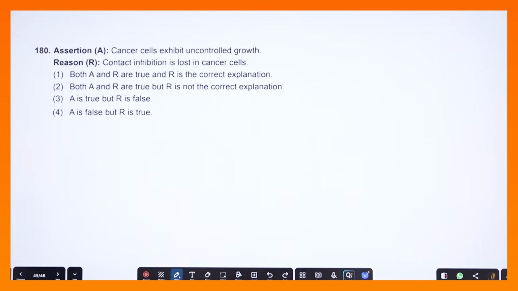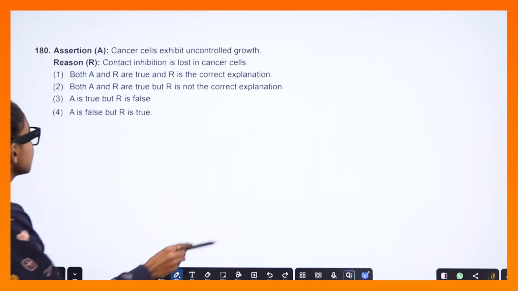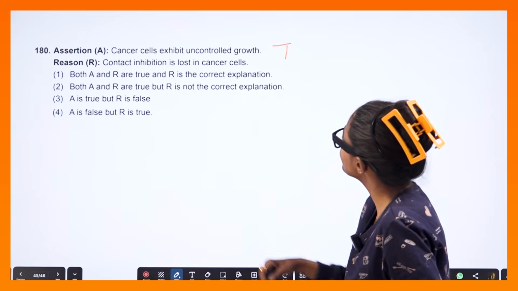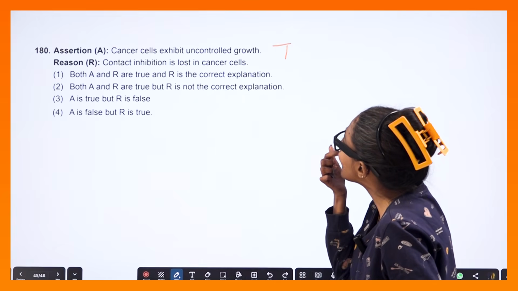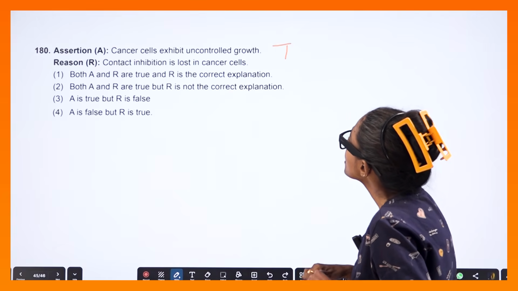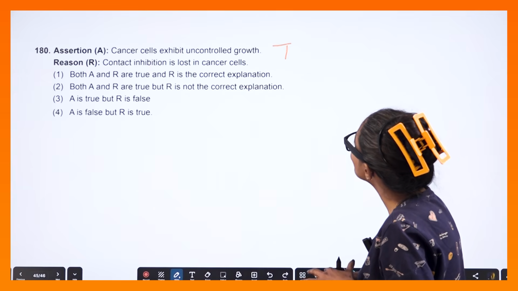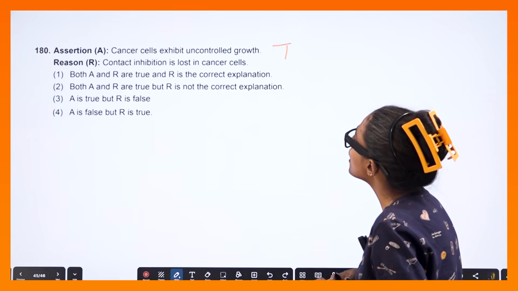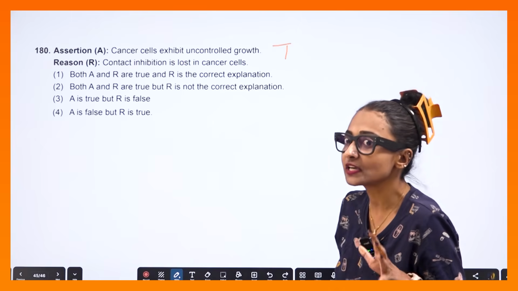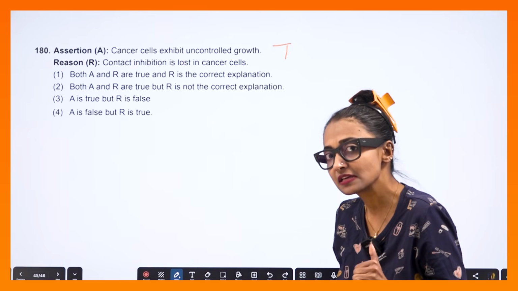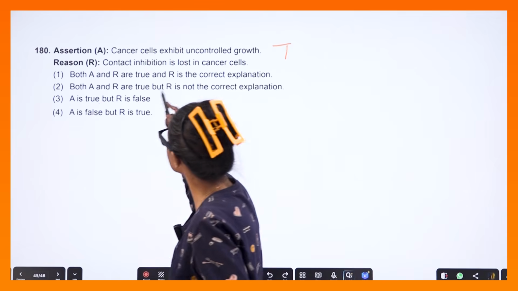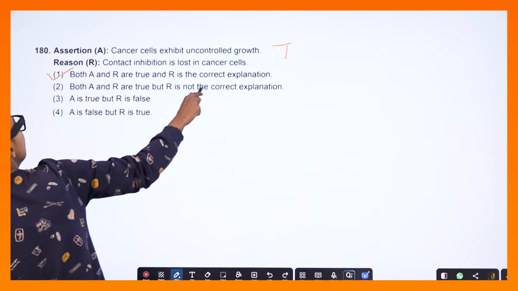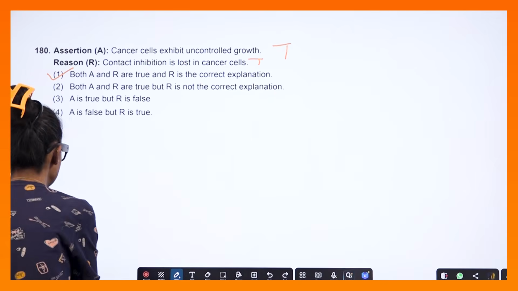Correct? Cancer cells exhibit uncontrolled growth because they form tumors, they spread. This is true. And what is the reason? Because contact inhibition is lost in cancer cells. If contact inhibition is present, then it's non-cancerous, right? So both are true and the second is the correct explanation.